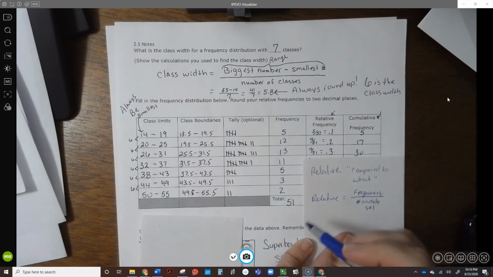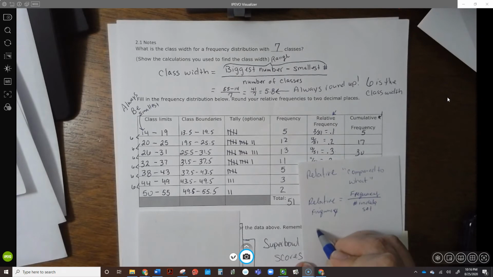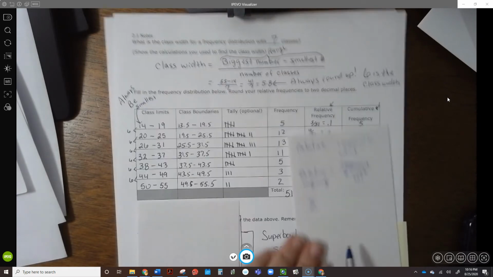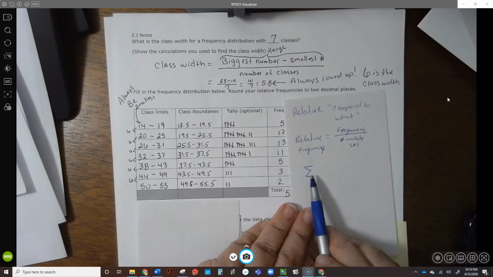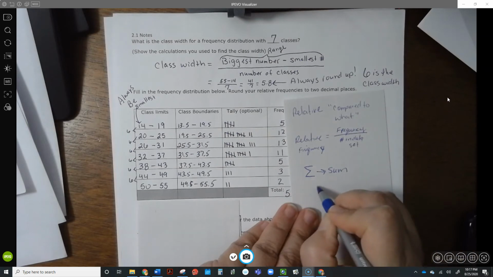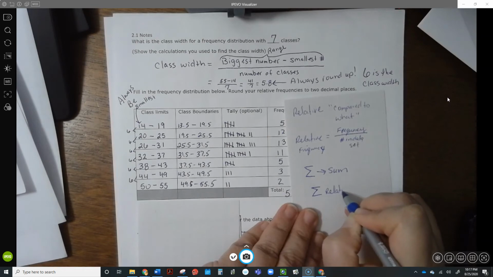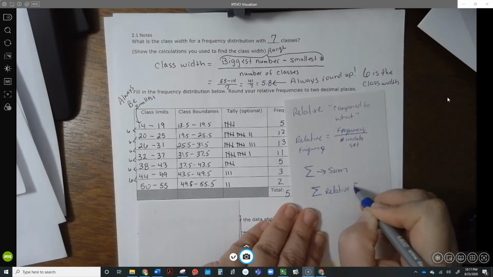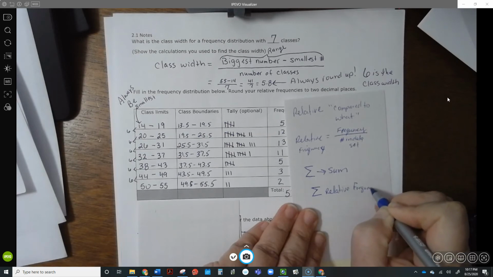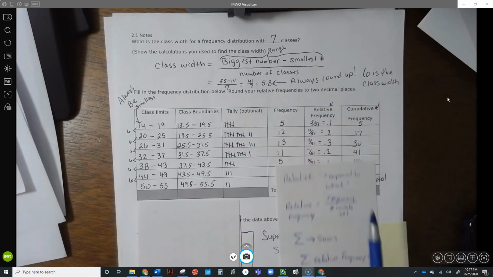Okay, so that's what relative frequency is. We normally round it to 1 decimal place. The sum of the relative frequencies should always equal 1. This is epsilon, the symbol we use for sum. So when I tell you to sum up the relative frequency, it should equal 1.